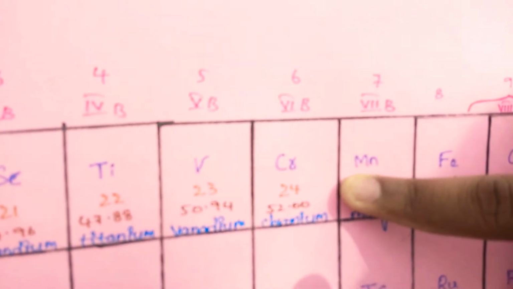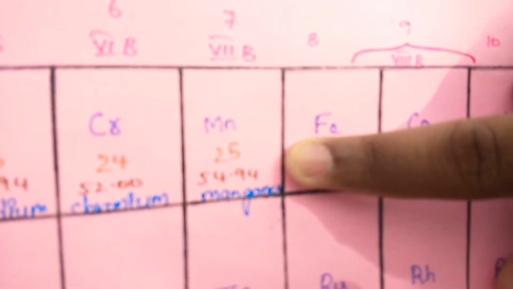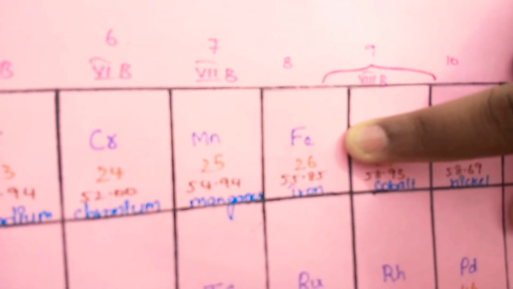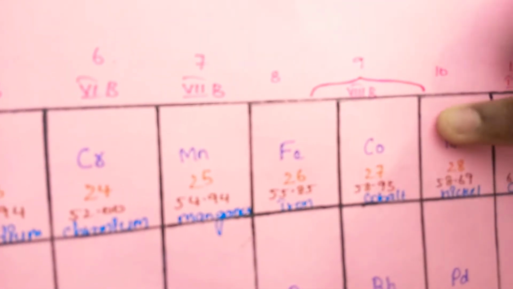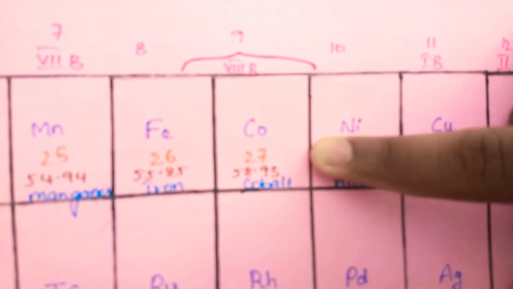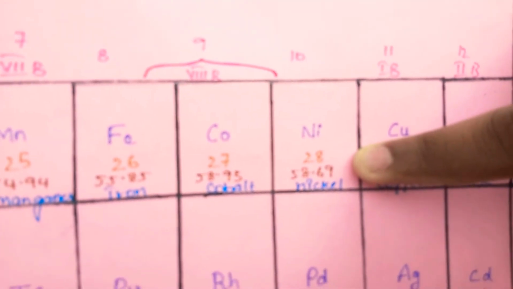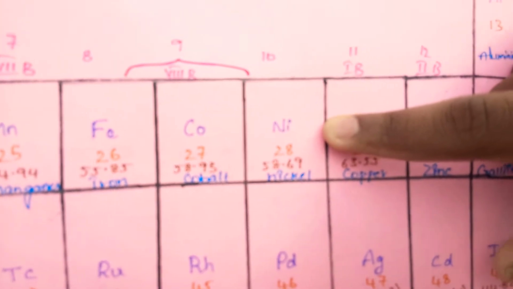Chromium, 24, 52.00. And manganese, this atomic weight is 54.94. Iron, the atomic weight is 55.85. And cobalt, 58.93. This is a very important element in the 8th B. Nickel, the atomic weight is 58.69. Atomic number is 28. Copper, atomic number is 29. Atomic weight is 63.55. And zinc, this is the last element in the very important elements. The atomic weight is 65.39.